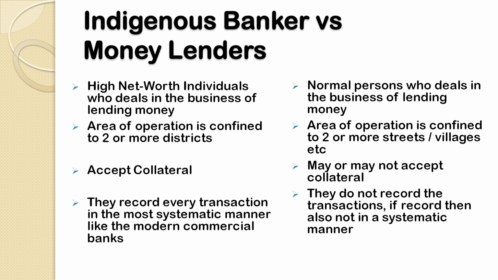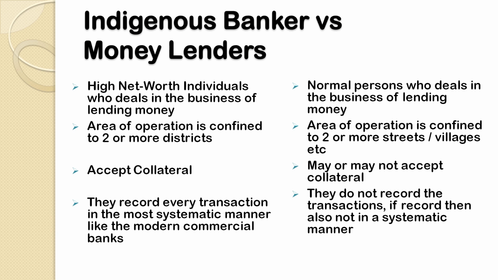Now the key points of difference are, point number one, indigenous bankers are basically high net worth individuals. They are not normal persons. They have a high net worth. But when you compare them with money lenders, money lenders are basically small persons, persons who are dealing in the borrowing and lending of money in a very small volume.